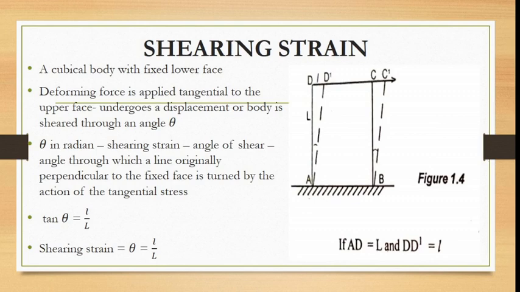And from this, tan theta is opposite side by adjacent side. So tan theta is equal to small l by capital L, and we know that this theta will be very small. We cannot see the angle change. For convenience, we are showing it in the figure as angle theta, but theta will be very small. So when theta is very small, we can approximate tan theta as theta itself. So theta is the angle of shear, or it is known as the shearing strain. So theta is equal to small l by capital L. So that's about the shearing strain.